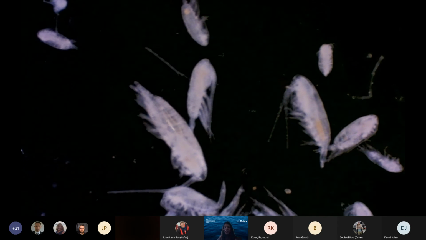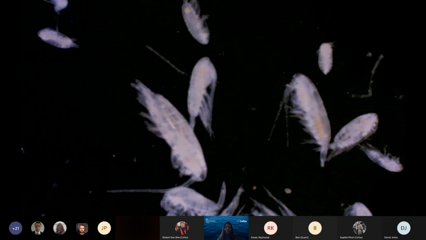Calanoids have long antennules, as long as the body itself or even longer. The adults are also generally easy to identify to genus level. And morphological features can also be used to distinguish between male, female, and juvenile specimens.